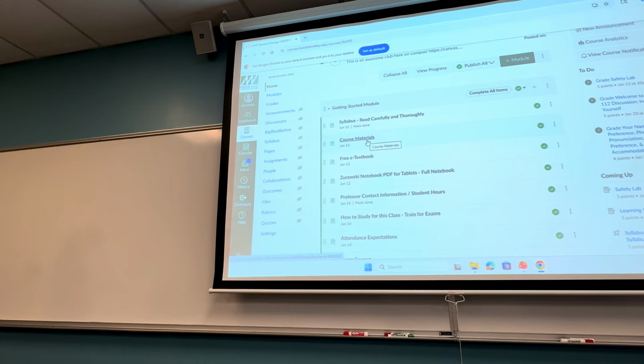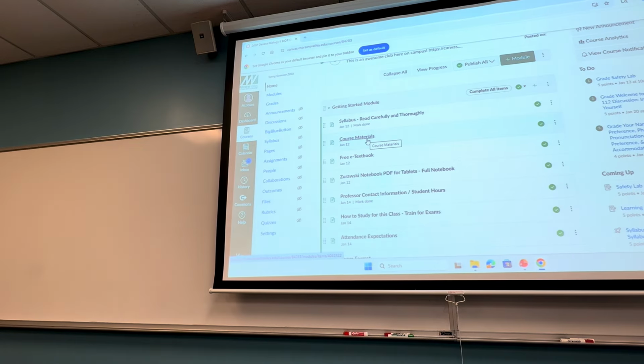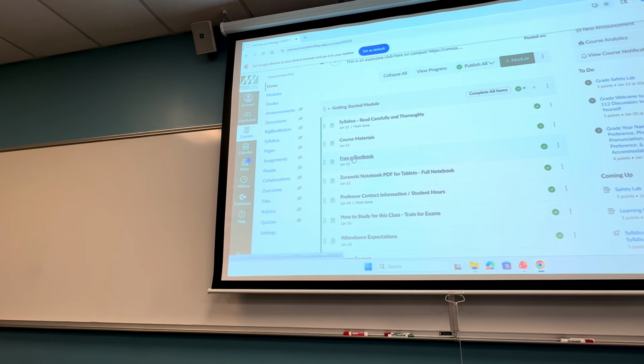It's about maybe $40 in the bookstore, and you must have this for the course. This is the main thing, this and the Zarowski notebook, if you're purchasing it from the bookstore. Your textbook is free. It is an open source textbook. You can find the link to your textbook here in Canvas. So course materials again: lab book by next Tuesday, notebook by next Tuesday, free e-text.